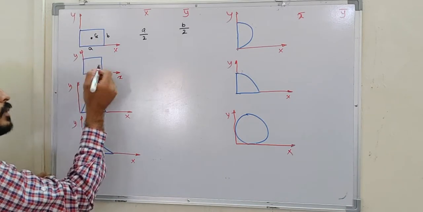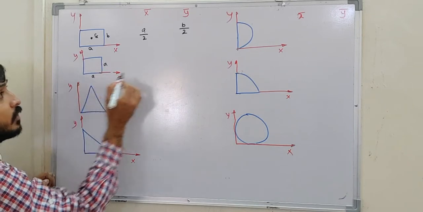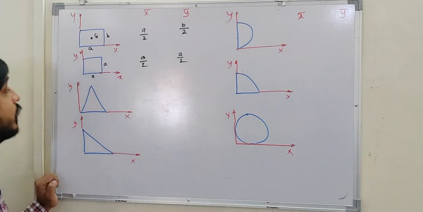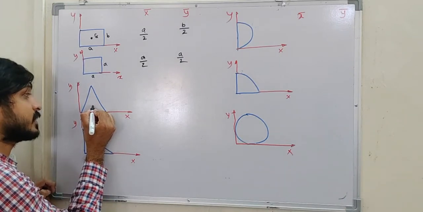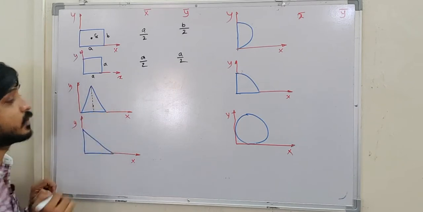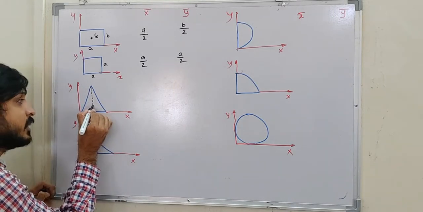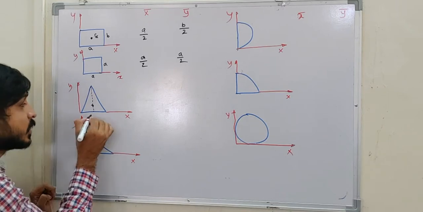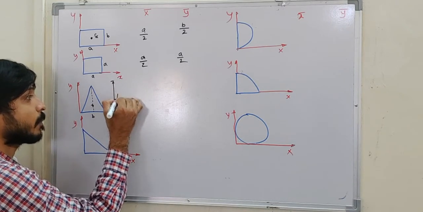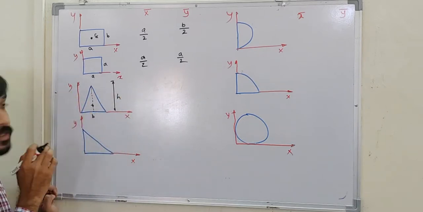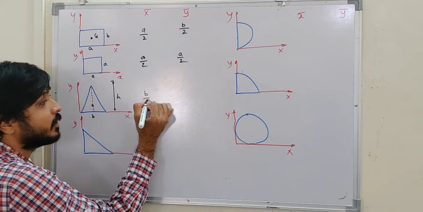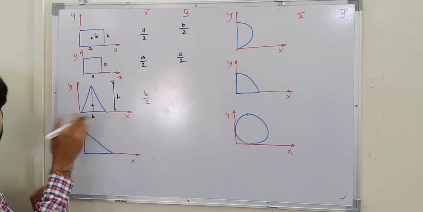Now if I come to square, square means all sides are A. So this is very easy, A by 2 and A by 2. Now coming to this one, so we get centroid somewhere here, and why? Because I can draw one symmetric line here. So if there is a symmetric line, the CG will reside on the symmetric line, correct? Suppose this is base B and height h. So tell me what is this x bar distance? X bar is equals to B by 2, because this is symmetric.